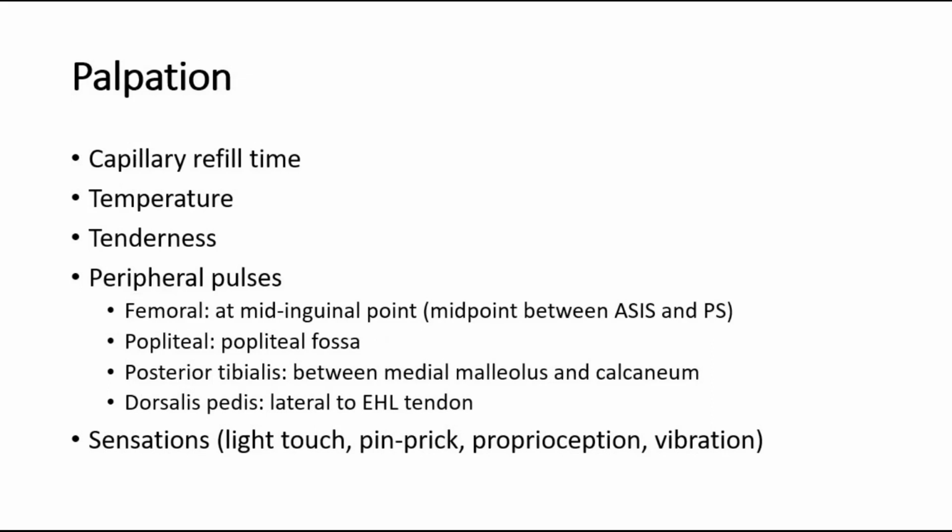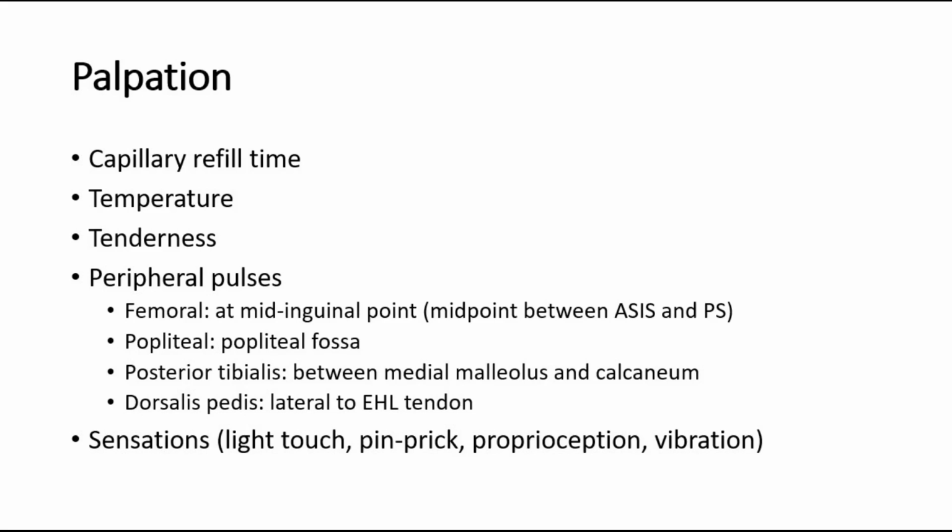Next, we can proceed to palpation on the lower limbs for the arterial examination. So we check for the capillary refill time, feel for the temperature of the lower limbs using the dorsum of our hands, and also feel for any tenderness, feel all the peripheral pulses from proximal to distal. So feel the femoral pulse, popliteal pulse, posterior tibialis pulse, and also dorsalis pedis. So these are the locations for these four pulses.